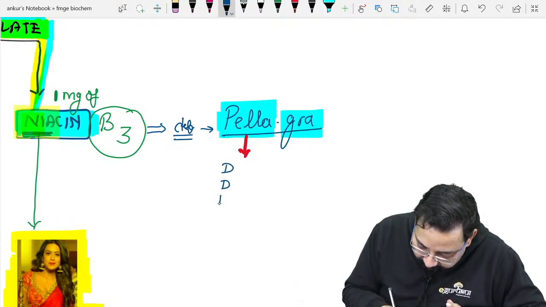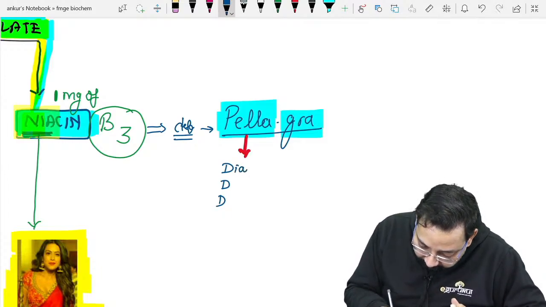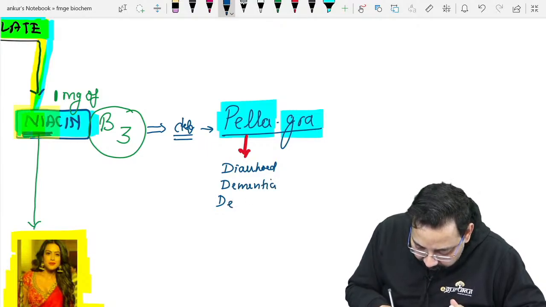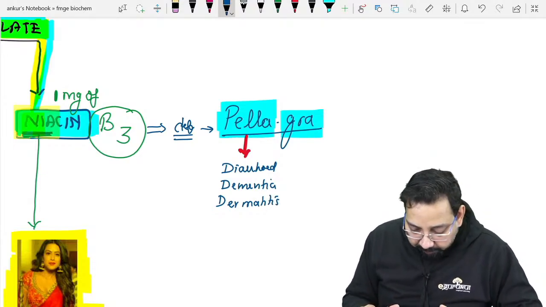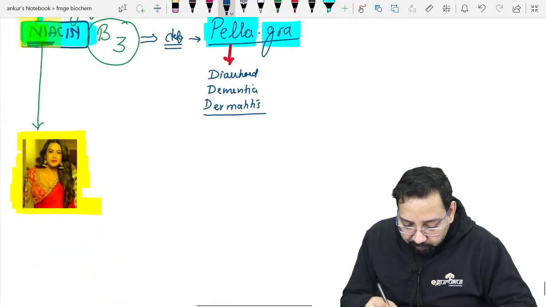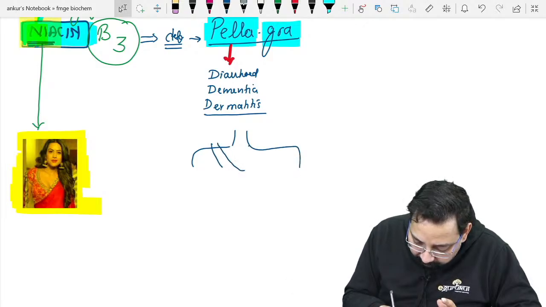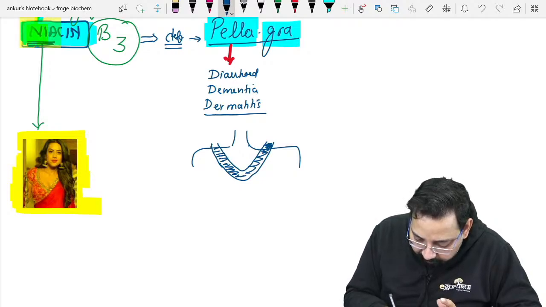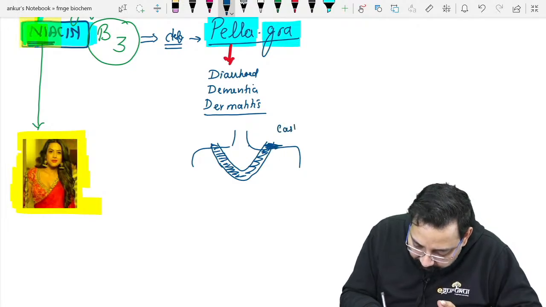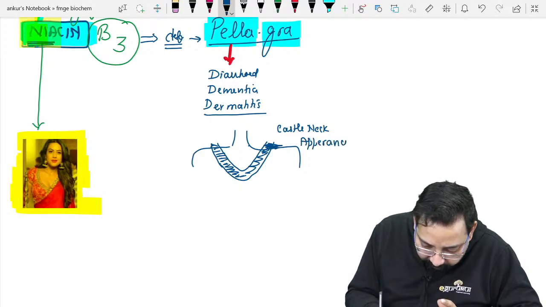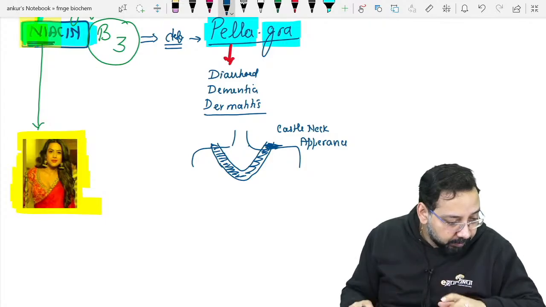Pellagra, that is 3D. Symptoms are 3D: diarrhea, dementia, dermatitis. Dermatitis, you will find the patient is having typical dermatitis. There is a typical castle neck appearance. Typical which appearance? Castle neck appearance.